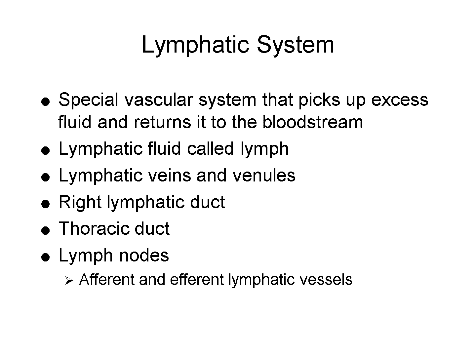The lymphatic system is a network that returns excess fluid from tissues back into the bloodstream. Lymph, a clear fluid, flows through lymphatic vessels, ducts, and nodes. The right lymphatic duct and thoracic duct are main drainage points. This system supports immune defense and fluid balance.